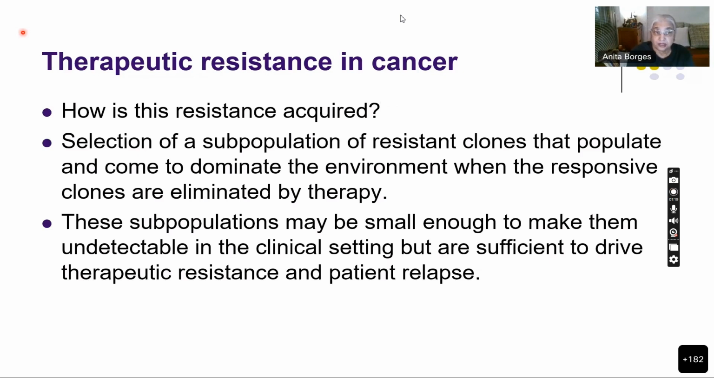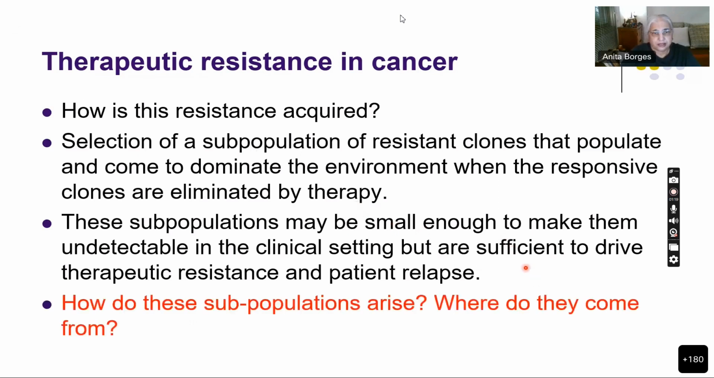All right, so this is the answer, right? These subpopulations may be so small as to be undetectable in the clinical setting, but once the main population has been cut down, these small populations are sufficient to drive therapeutic resistance and patient relapse. Yeah, that's true of microbiology. That is true also of cancer therapeutics. So we have to ask, how do these subpopulations arise? Where do they come from?